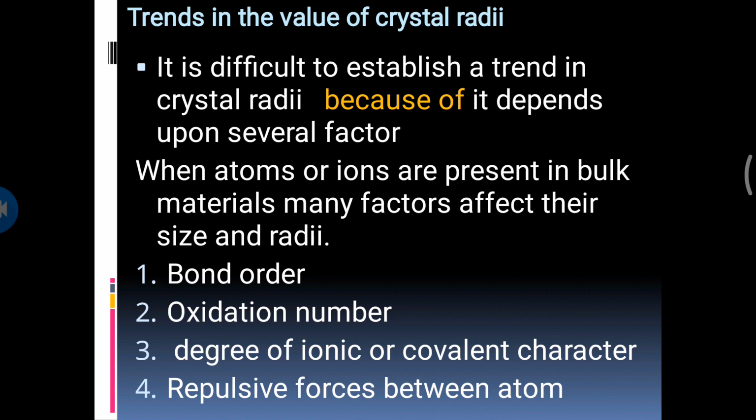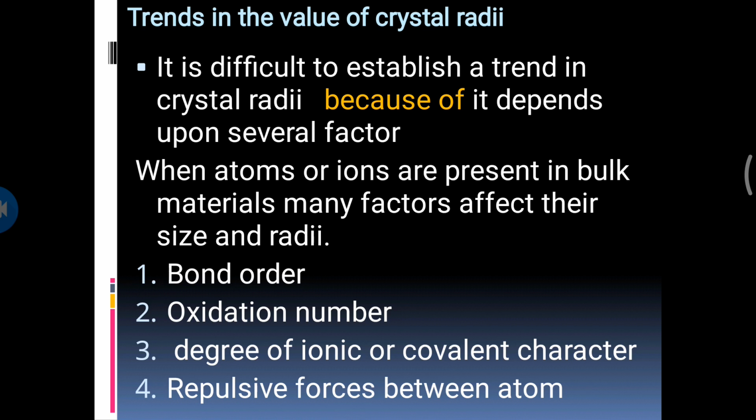Similarly, it depends on oxidation number, lower oxidation number and higher oxidation number. The lower the oxidation number, the higher the crystal radii, and the higher the oxidation number, the lower the crystal radii, because the outermost shell electronic configuration changes with the oxidation number.